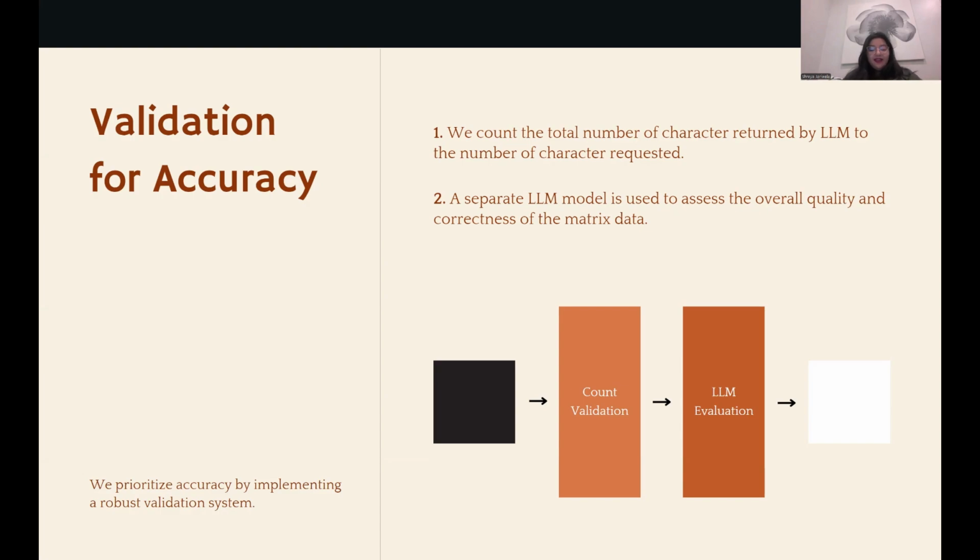However, we don't stop there. We use a separate LLM model to assess the overall quality and correctness of the extracted data. And so this LLM acts as a second pair of eyes, ensuring that the matrix is sound and accurate. And so any failed chunk in the count validation as well as the LLM evaluation is then reprocessed. And so this two-prong approach gives us the confidence that the results generated by our application are accurate and reliable most of all.